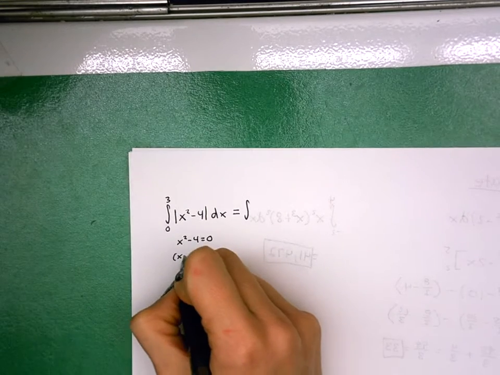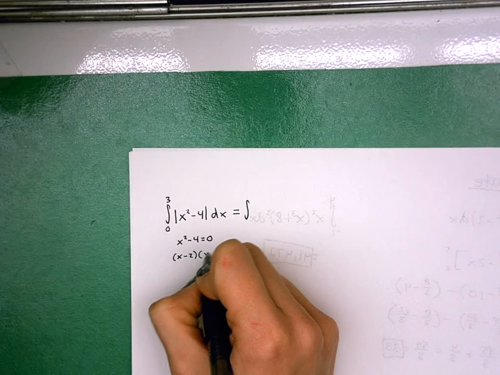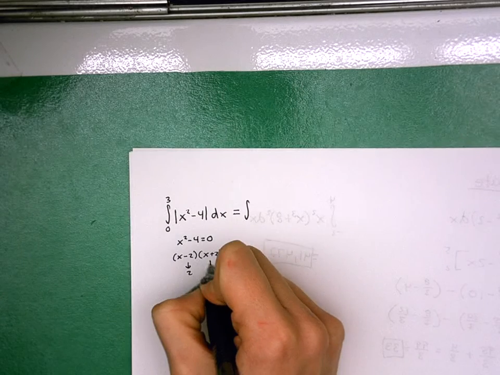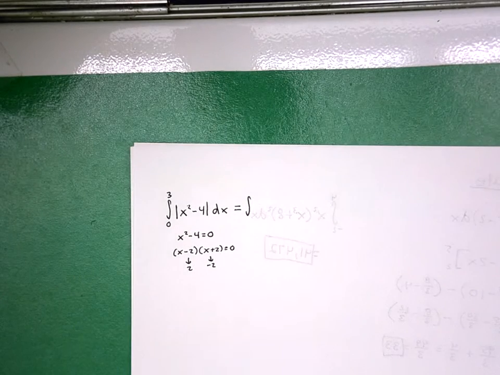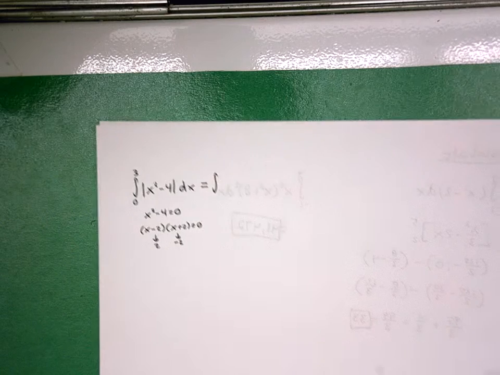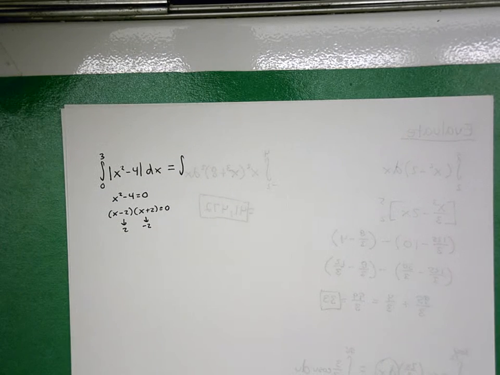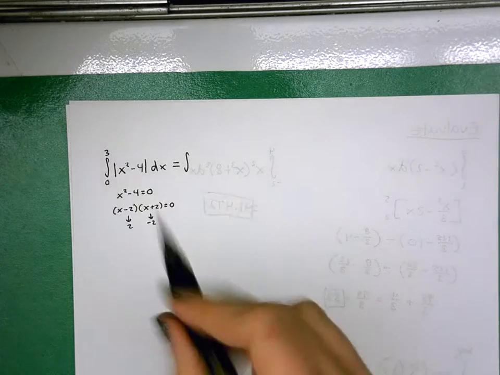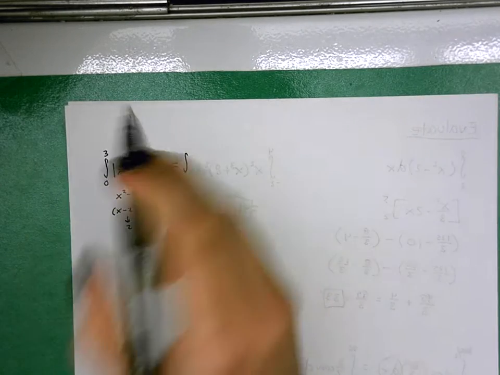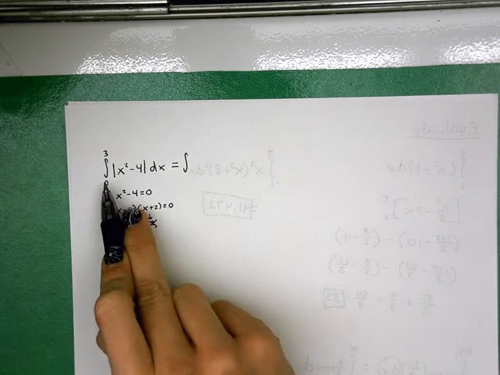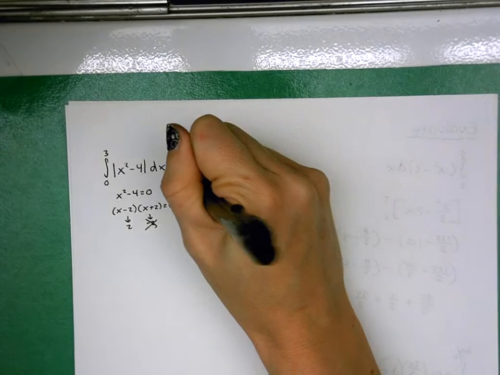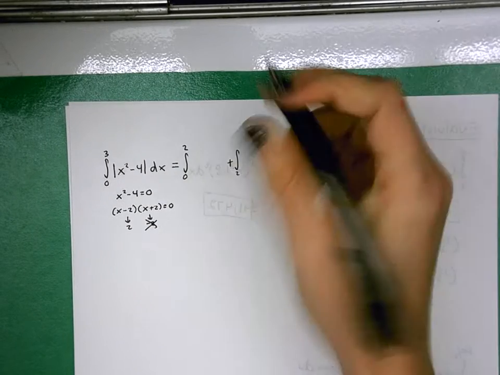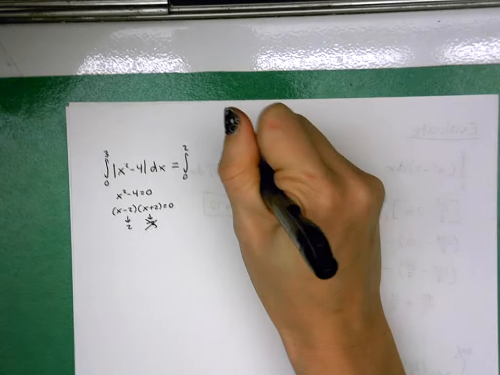Which factors to x minus 2 times x plus 2. And so my cusps are at 2 and -2. And so I'm going to cut my interval up at both 2 and -2. However, -2 isn't on this interval, so I'm not going to do a cut there. I'm only going to do a cut at 2. I'm going to go from 0 to my first cut, which is 2, and then from 2 the rest of the way across my interval to 3.